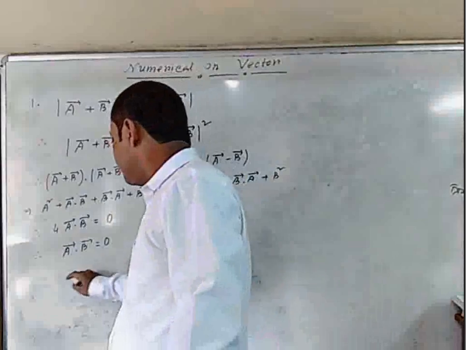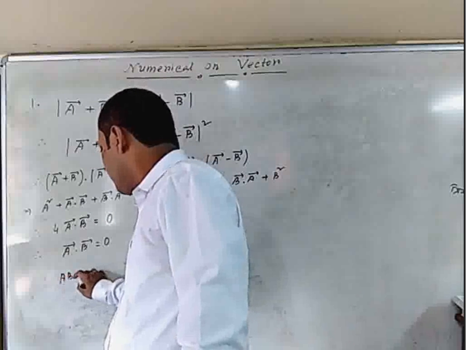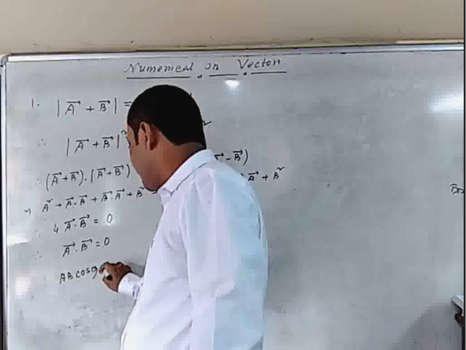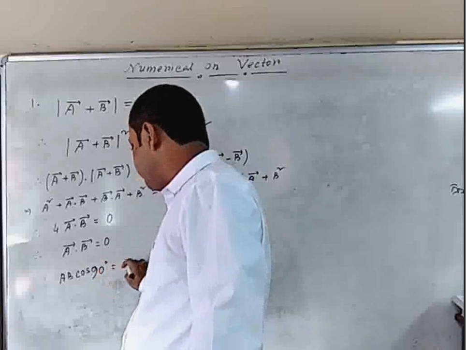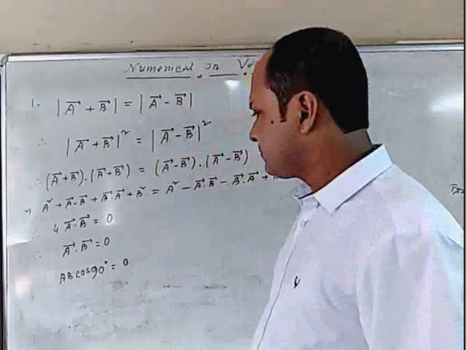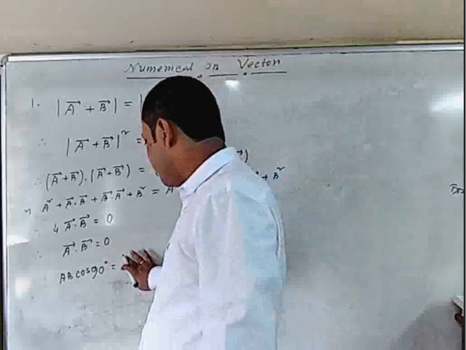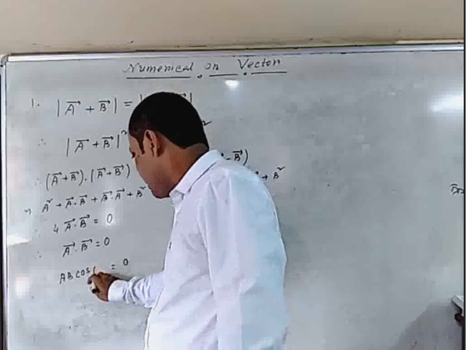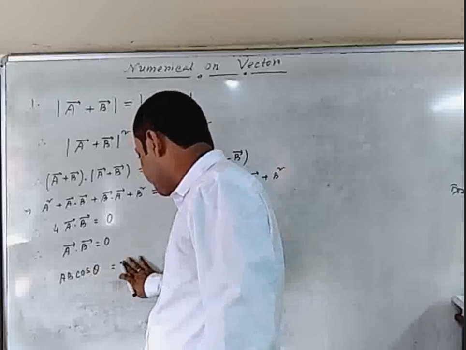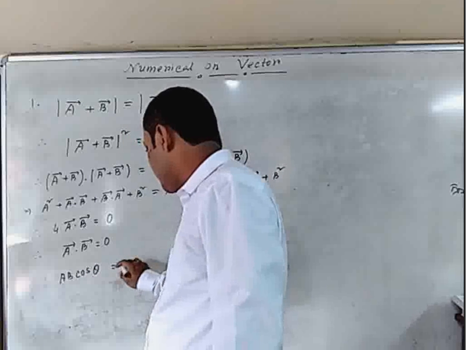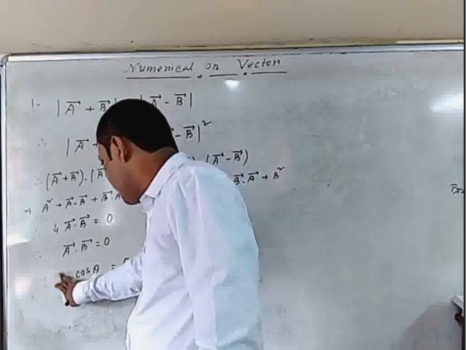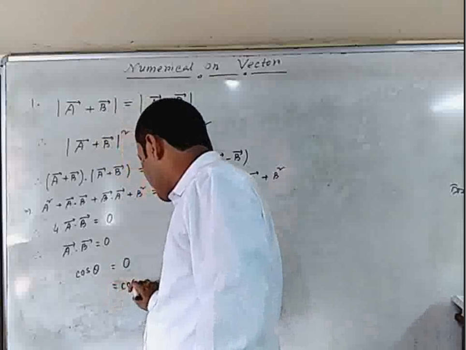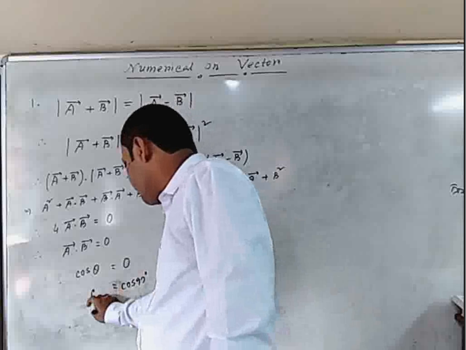So, what about AB cos theta? If it is 0, then the angle will be 90 degree. It is 0 only whenever cos 90 is there. You write like this. In case of 0, it will be cos 90 degree.